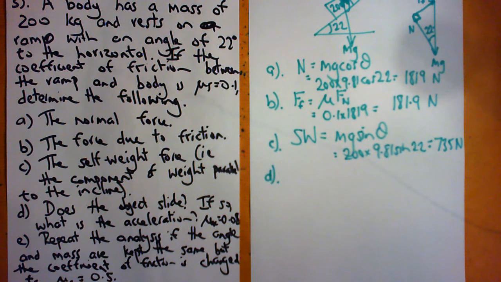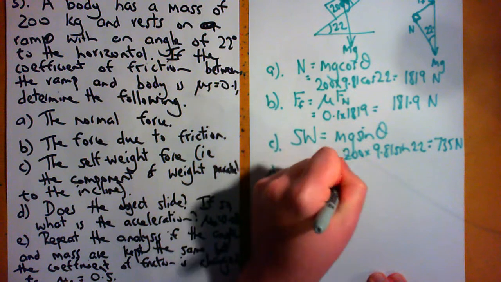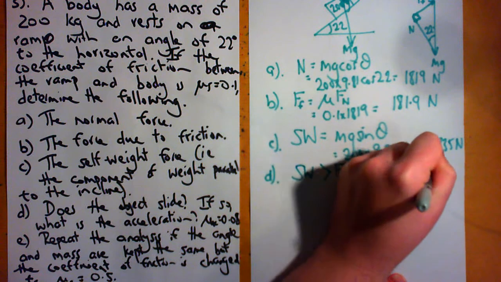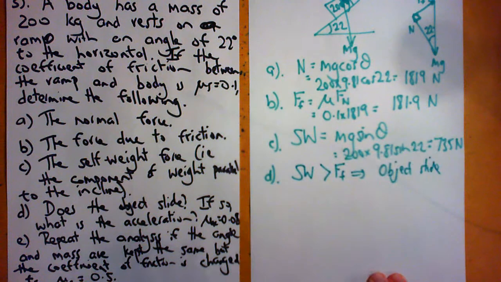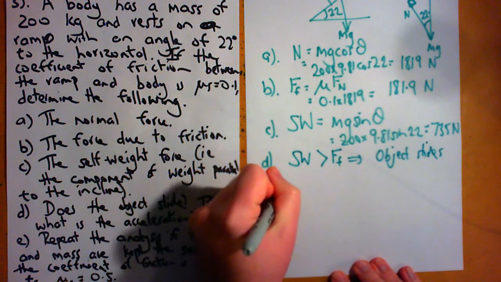We already know what the self-weight and friction are. Self-weight we've found to be 735. Force due to friction is 181.9. So the self-weight is greater than the force due to friction, therefore the object will slide. And now we need to work out the acceleration. We can use Newton's second law for that.